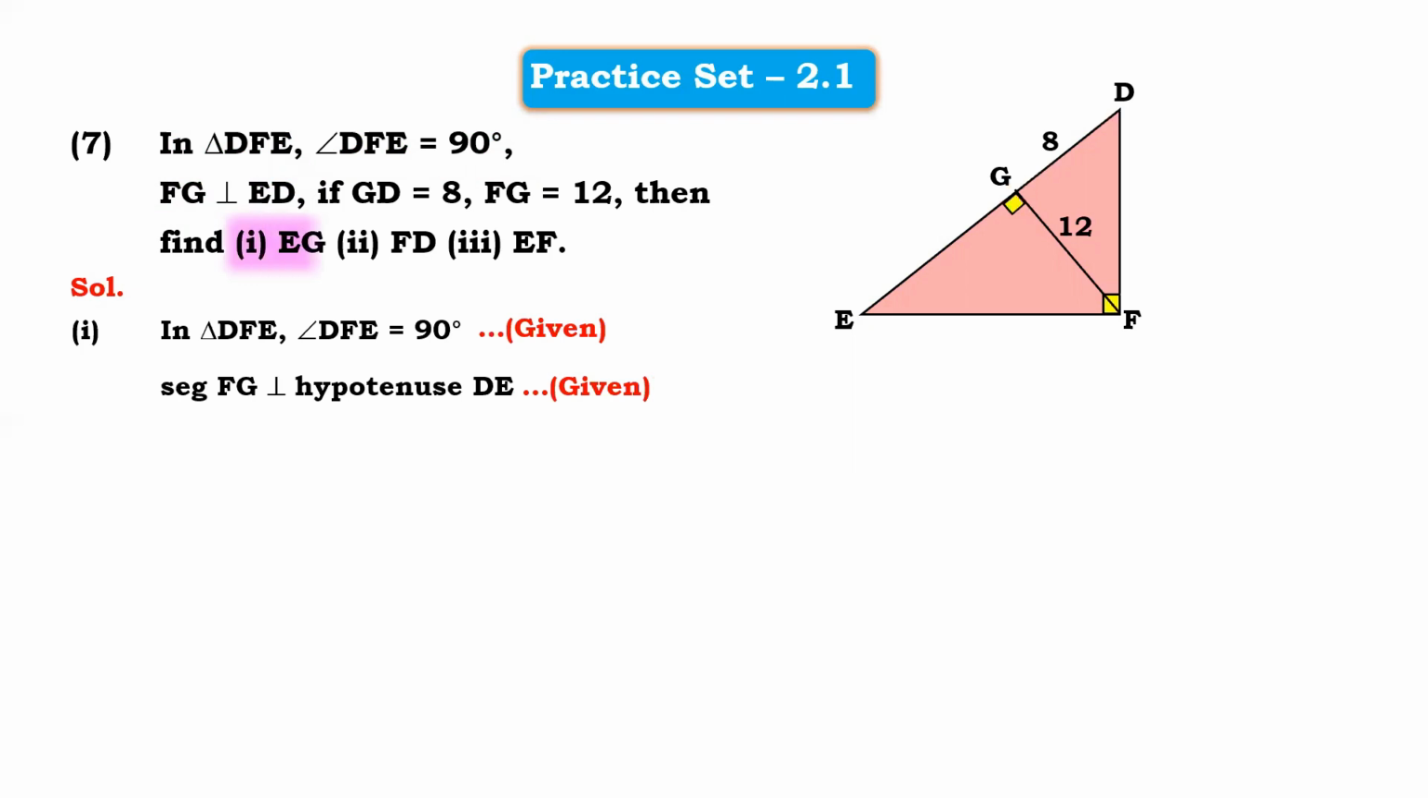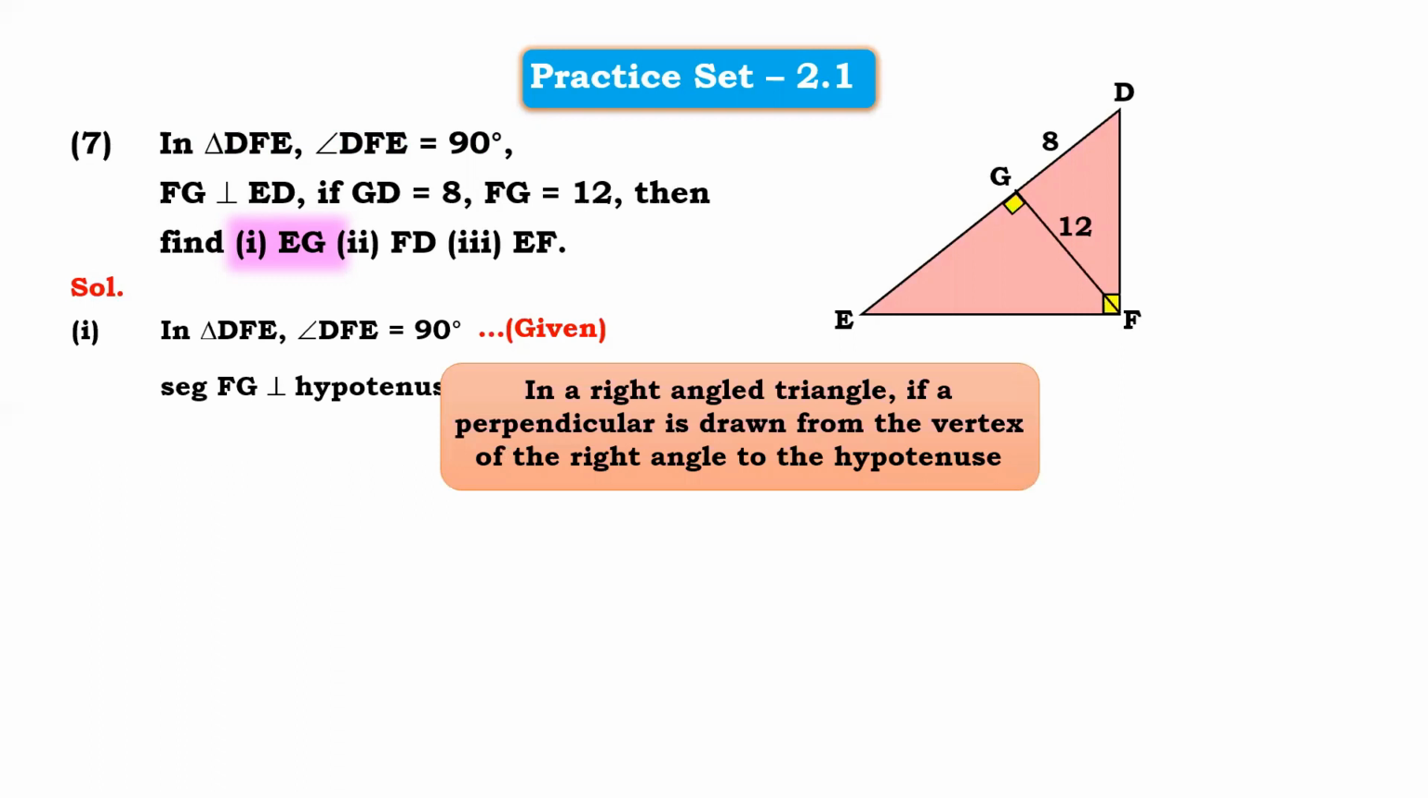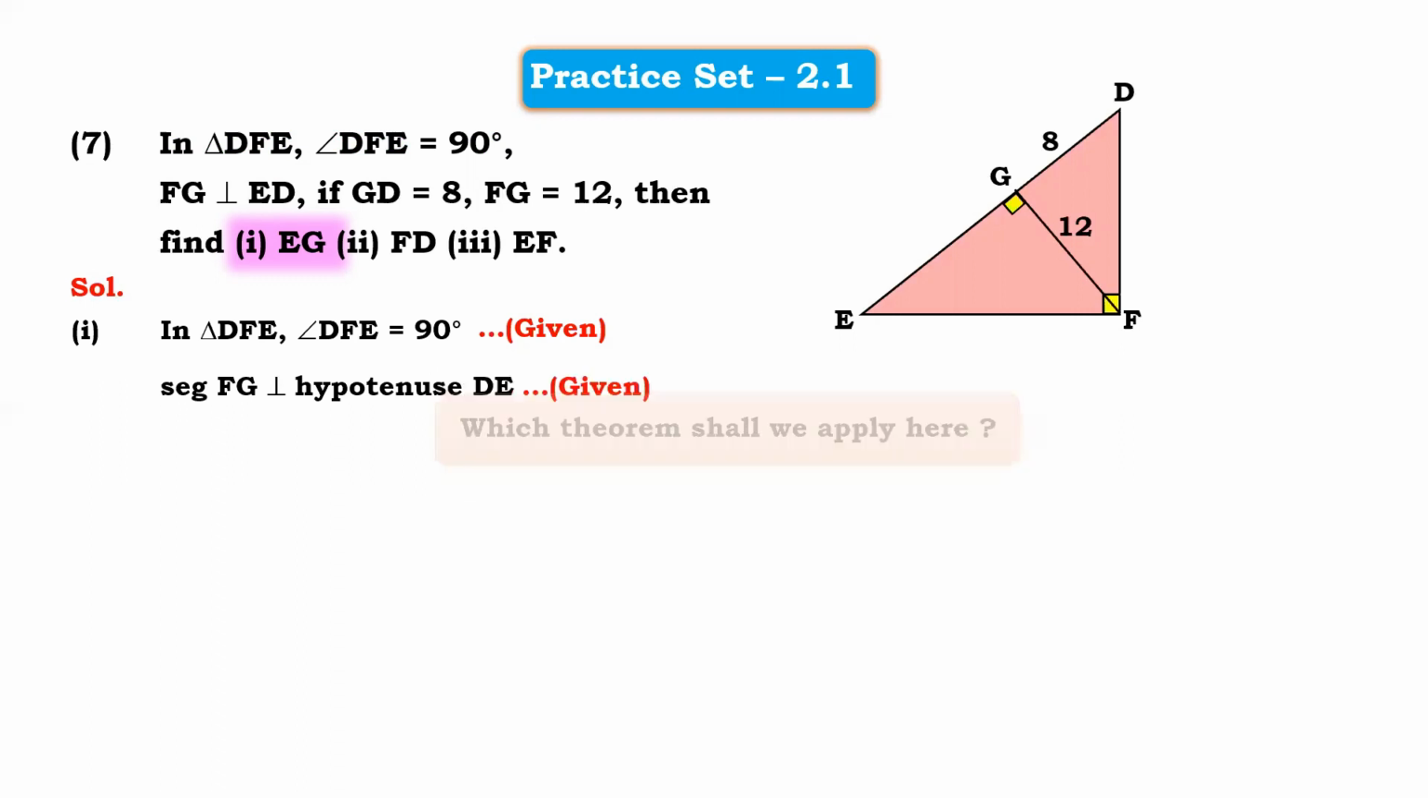So tell me students, if we have to find out EG, what are we going to do? That is what we have to understand first. There are 3 sub questions we have to find out one by one. So first we are focusing on finding out EG. Now students, tell me, we have a right angle triangle, and from a right angle a perpendicular is drawn to the hypotenuse. So in a right angle triangle, if a perpendicular is drawn from the vertex of the right angle to the hypotenuse, tell me which theorem can we apply here? Yes, very good, theorem of geometric mean.